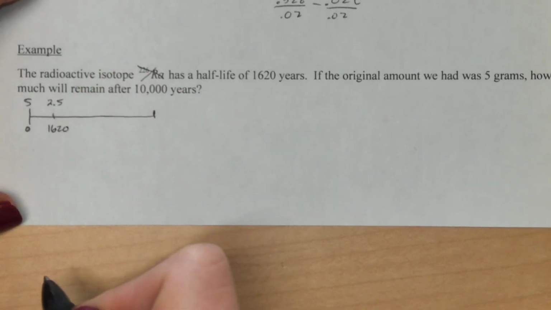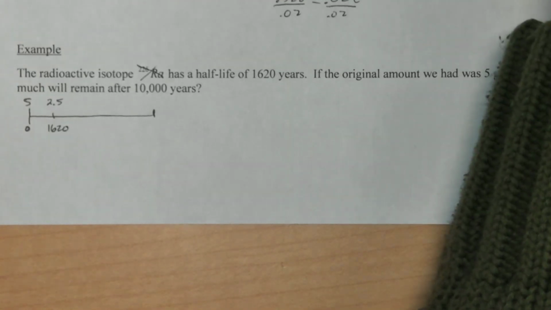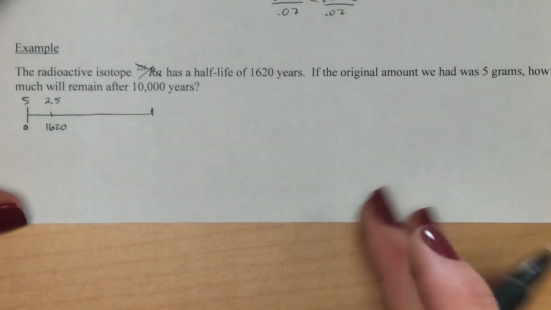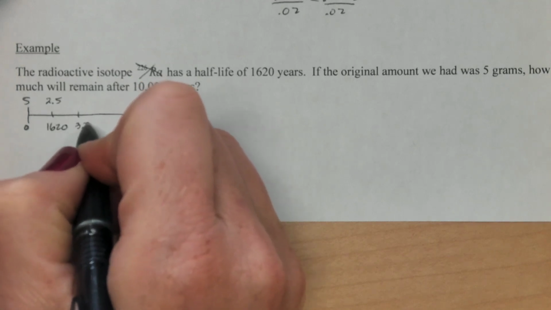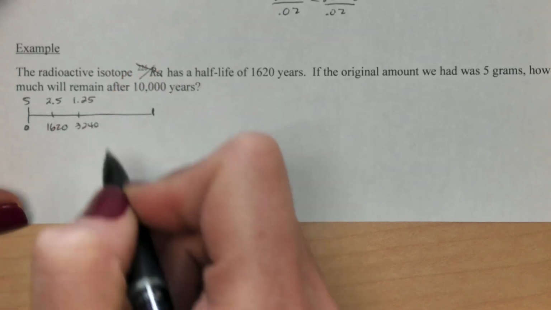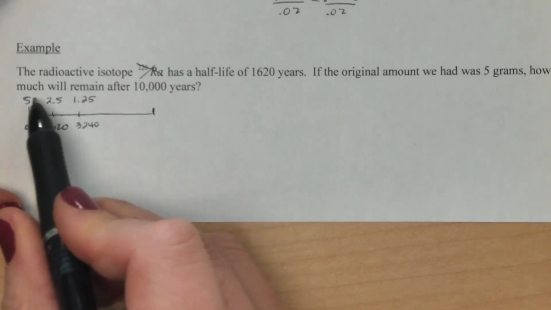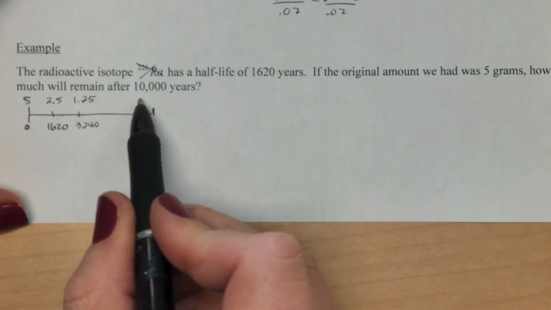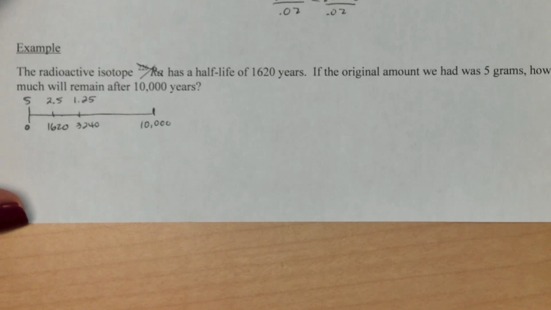Like it breaks down at that rate. So after 1,620 years, the amount that you have is actually cut in half. Another 1,620 years go by, so 3,240 years have gone by, and I have half of that remaining. So every 1,620 years, the amount that I had is getting cut in half, cut in half, cut in half. I would like to know how much will remain after 10,000 years.